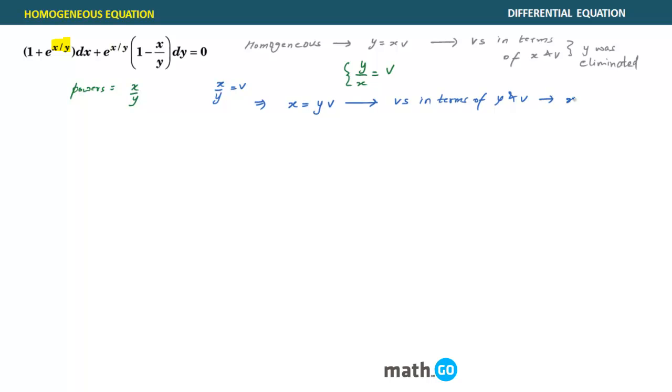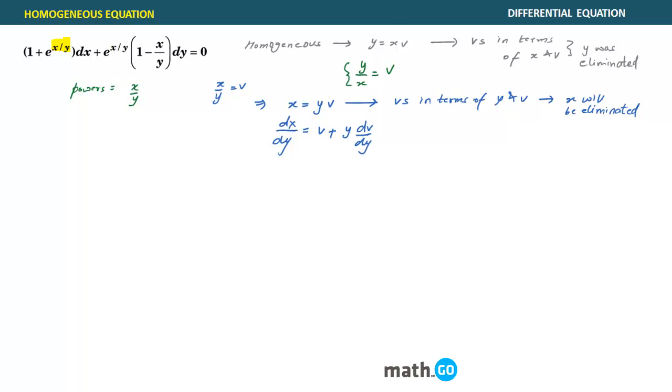That means x will be eliminated now. X will be eliminated. You will solve this in terms of v and y. So if I start differentiating this with respect to y, dx by dy will be, now remember, earlier we used to differentiate with respect to x, now you will differentiate with respect to y, and this will become v plus y dv by dy.